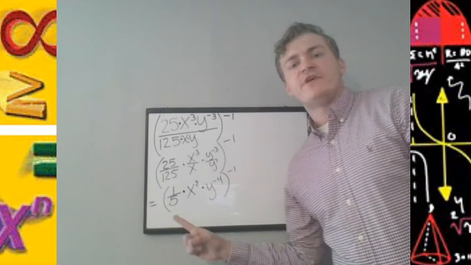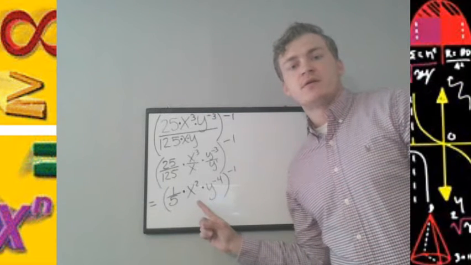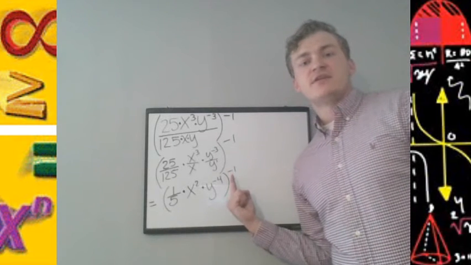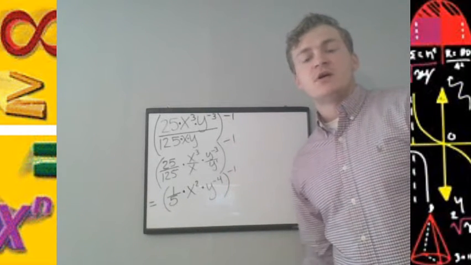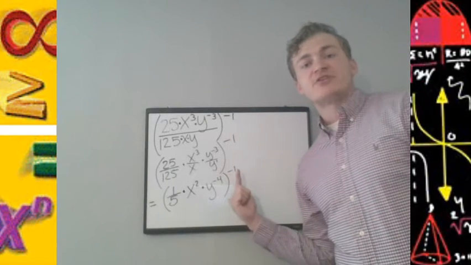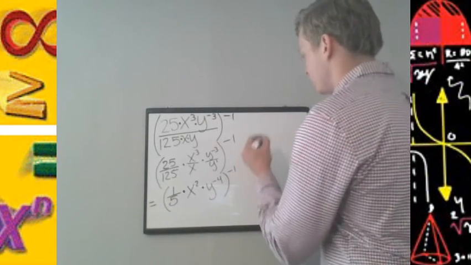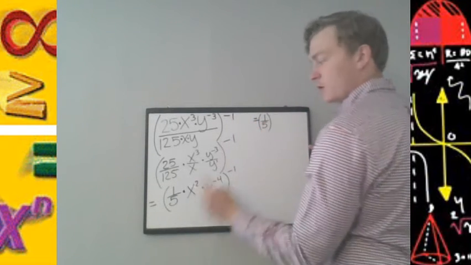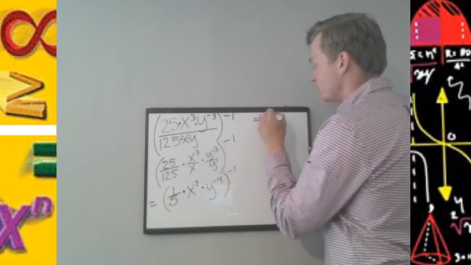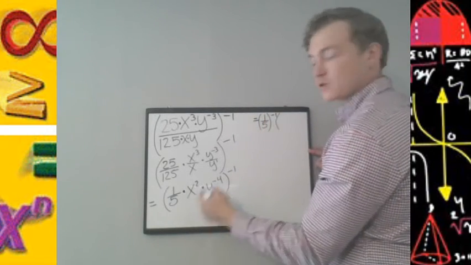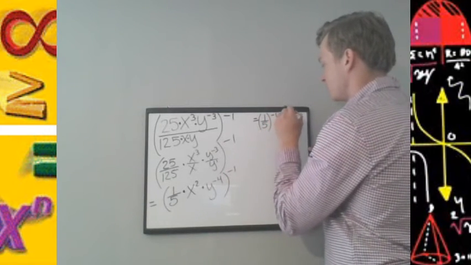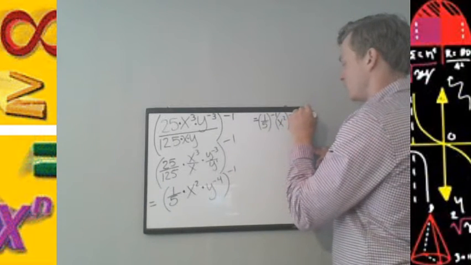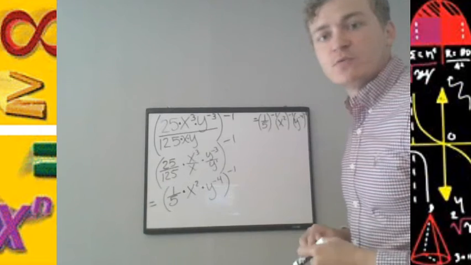So what do we have here? We have 1/5, which is multiplying x squared, which is multiplying y to the negative 4, and all of those factors share the exponent negative 1. So each factor in parentheses will actually gain the exponent negative 1. The 1/5 will be raised to the minus 1. X squared will have the minus 1 power. Y to the negative 4 will have the minus 1 power.